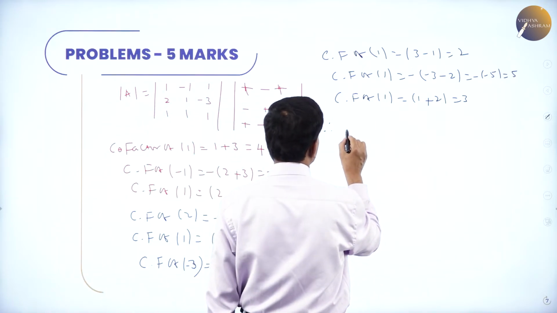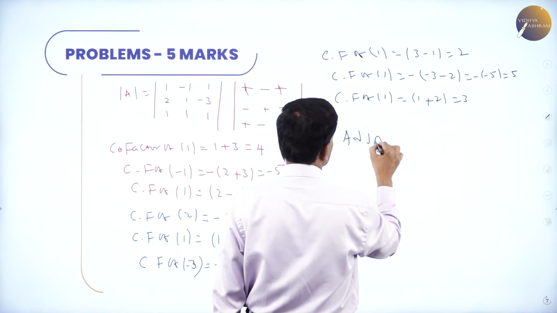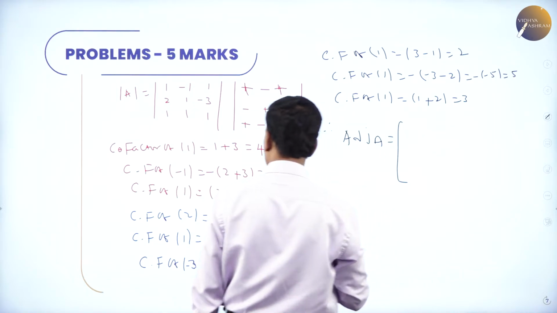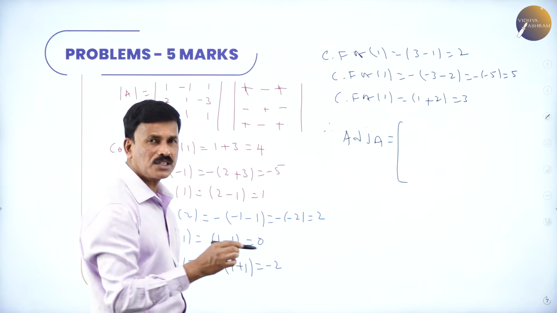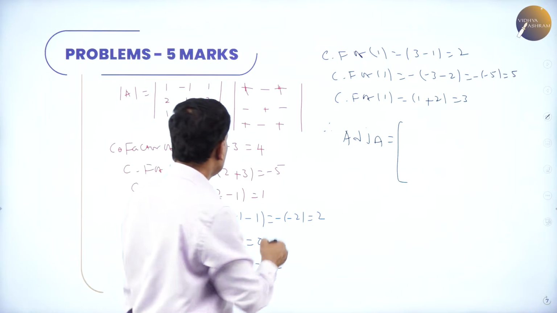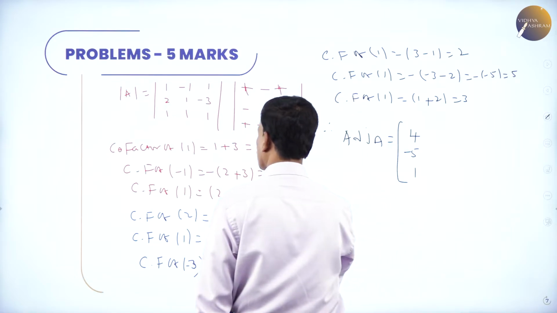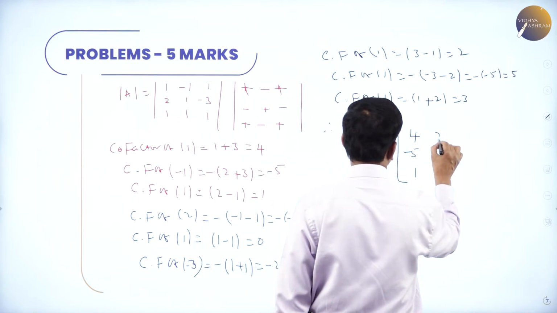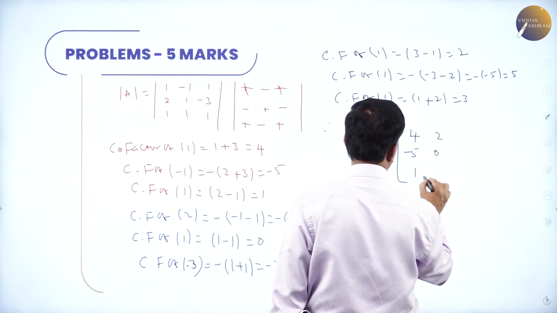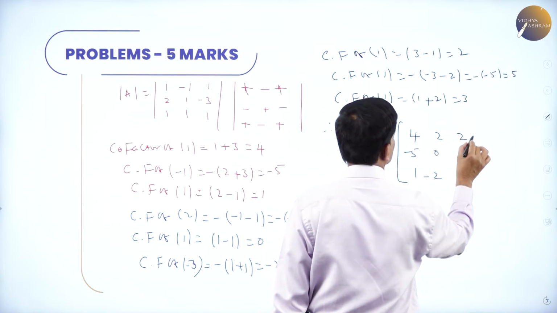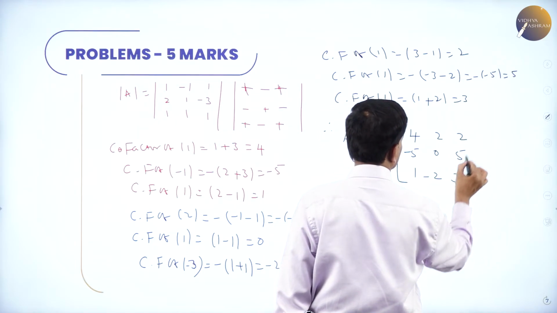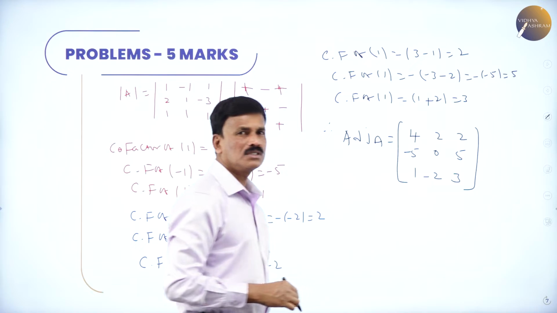So the adjoint of A, I can write, instead of writing first row, second row, third row, we can put it in the form of a column. First column 4, -5 and 1. Second column 2, 0 and -2. Third column 2, 5 and 3. This is the adjoint. That's it.